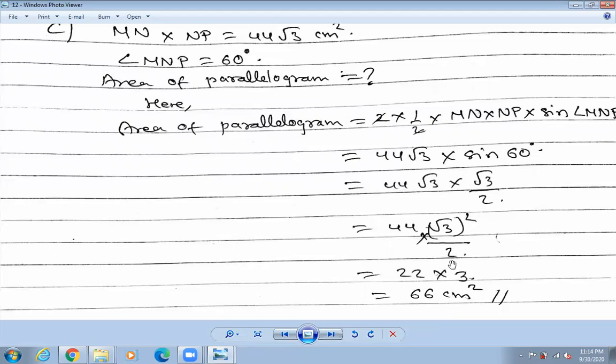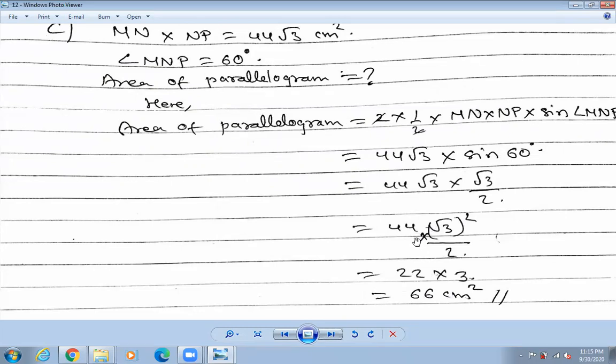44 is there, 2 is also there. So 2 and 44 will be cancelled. 2 ones are 2, 22s are 44. So square and square root will be cancelled. What is the value? 3 is there. So 22 into 3, it becomes 66. So in this way, we will get our answer.